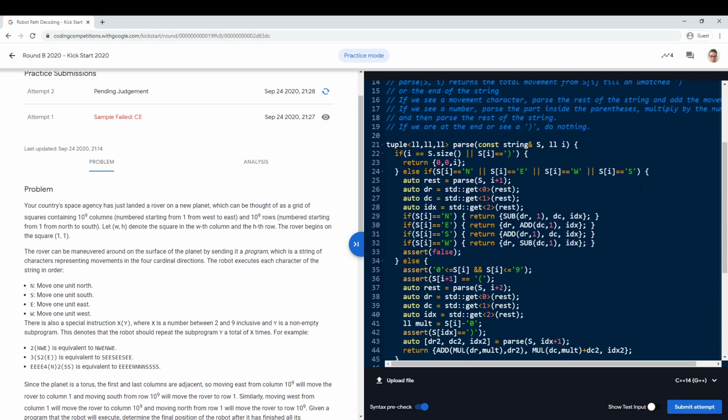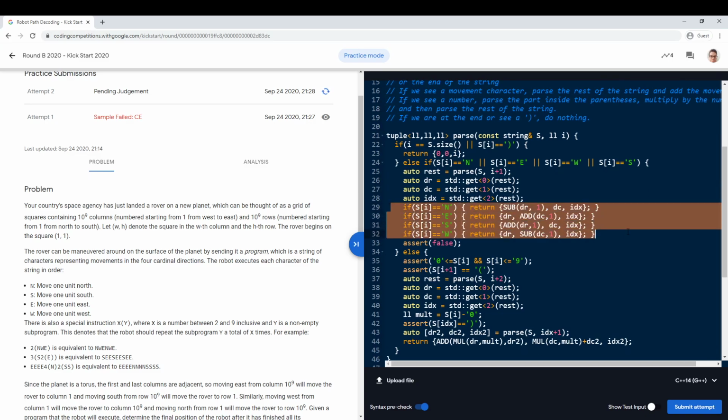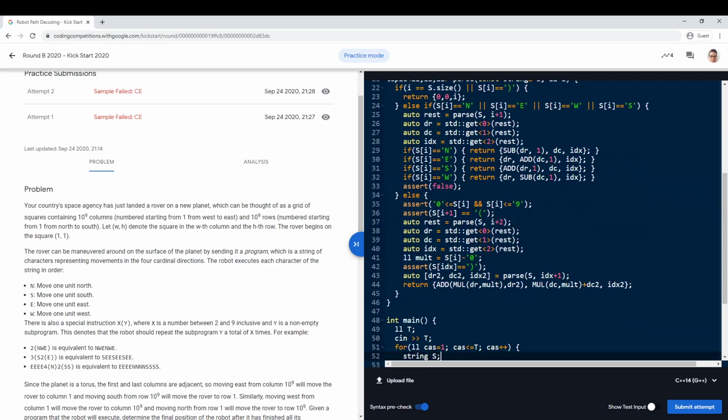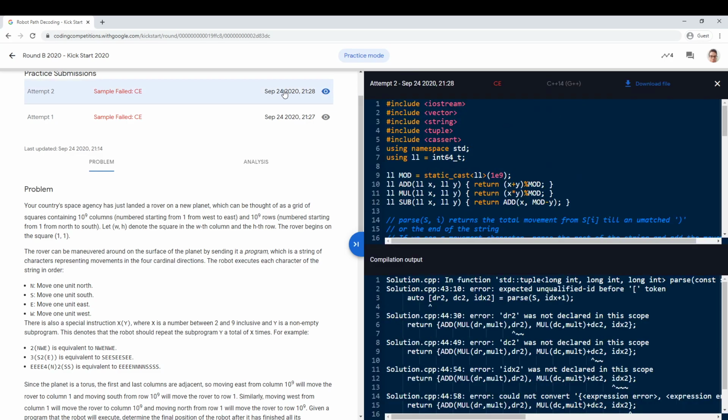So as I was saying, this case is relatively easy: parse the rest of the string and add on the appropriate movement action. This is the interesting case where we have a number, so it should be followed by a parenthesis. We should parse out some part until the close parenthesis, so we should have hit a close parenthesis. Still failed the compiler.